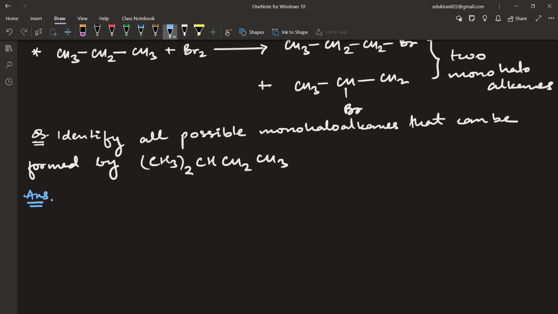First of all, we will draw this. In order to draw this, you have to draw the non-bracket one first. So you'll write carbon, carbon, and carbon. As you can see, the rest of them don't have any other substituent, so you can write CH2, CH3. Now this carbon has two CH3 groups like this. You can write it like this.